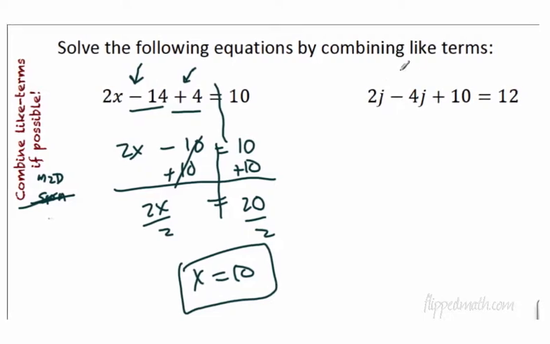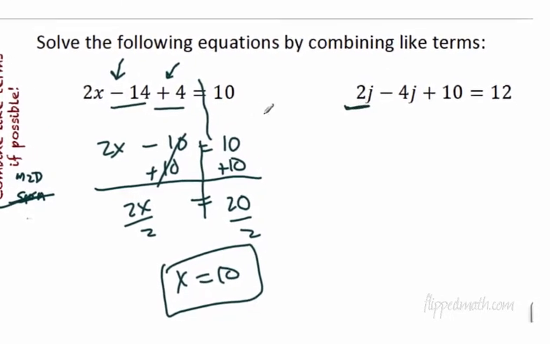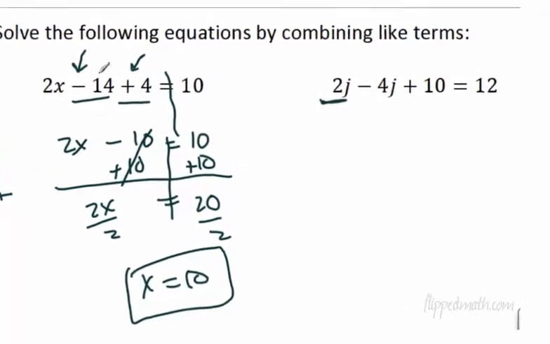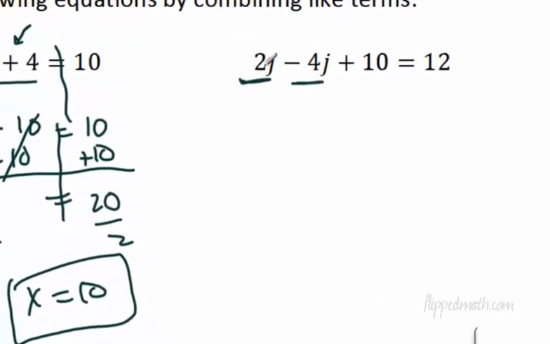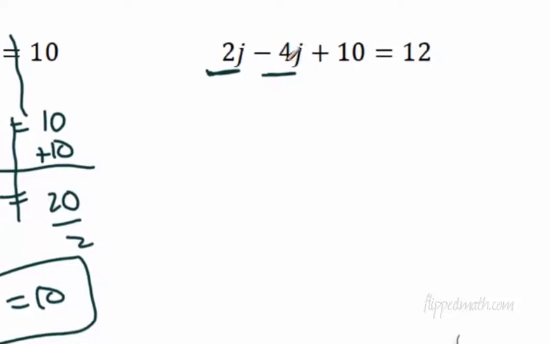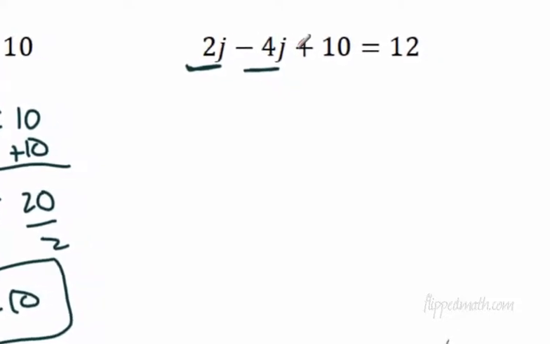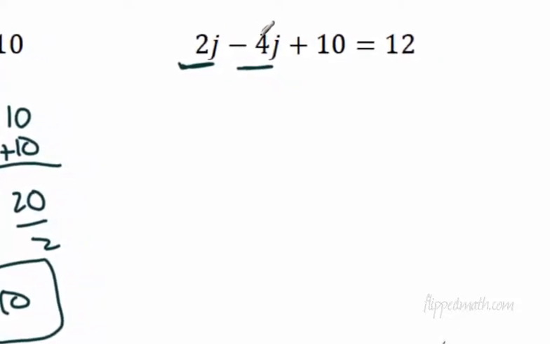Let's try the second one. It's a little bit different because we don't have constants, these are called constants, that we're combining. These are regular terms with a variable here. We have a 2j and a negative 4j. What's 2j minus 4j? Or you can think of it as 2 plus negative 4, but I like 2 minus 4 better. That gives us a negative 2j. All right, the 10 comes down. There's nothing else to combine with a 10, and that's equal to 12.